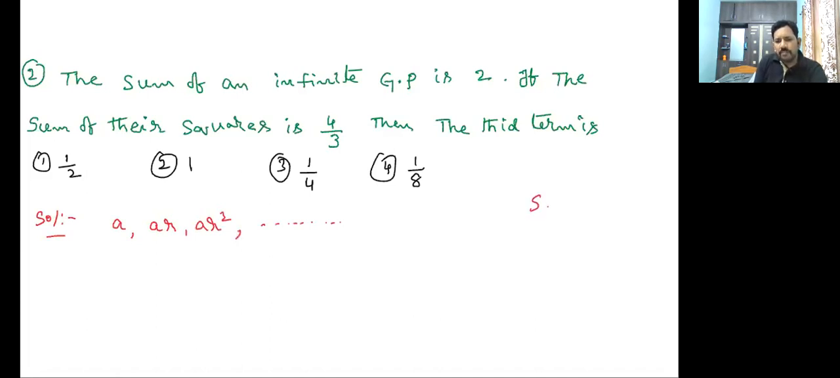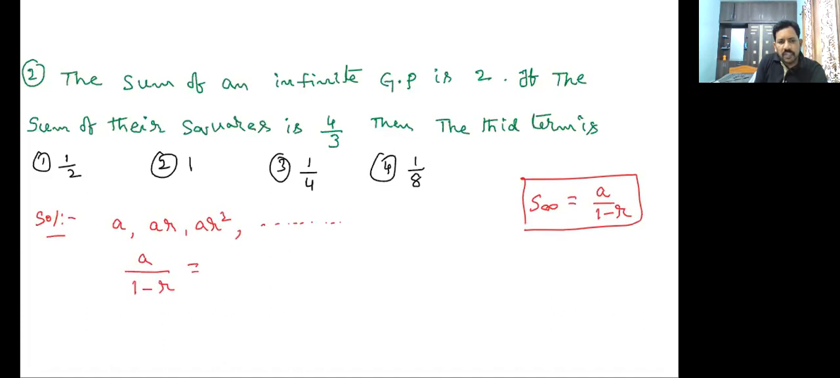What is the sum of infinite terms formula? a by 1 minus r. Now the sum of infinite terms is already given as 2. Now a is equal to 2 into 1 minus r. This is one condition. Okay.